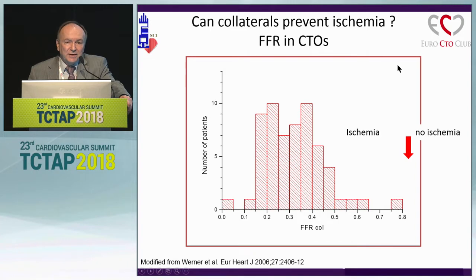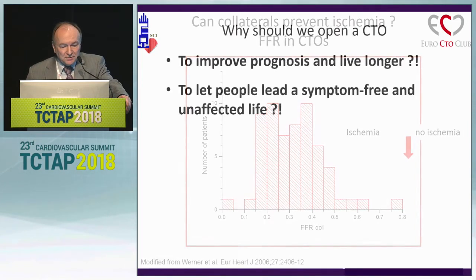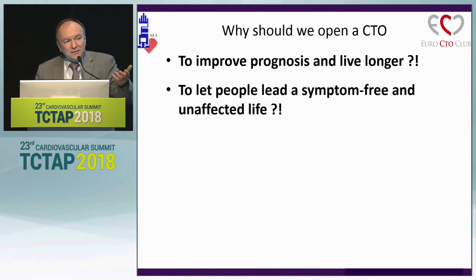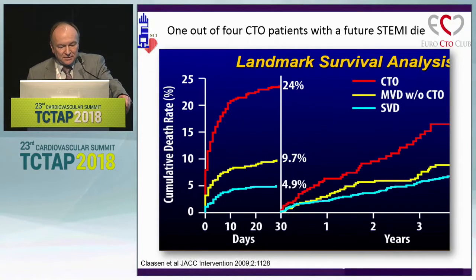Can these collaterals prevent ischemia? No. They can prevent the myocardial infarction. But if we put ischemia to test in collateralized CTOs, we see that the FFR in a collateralized region is always well beyond the threshold that was discussed in the previous session. So there is ischemia. Why should we open this CTO? To improve prognosis is always the highest goal, to live longer, but also to live symptom-free and an unaffected life.